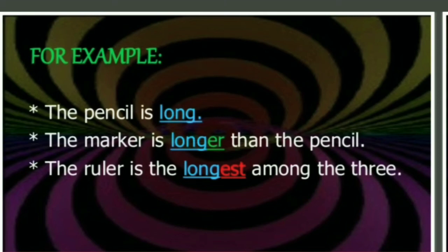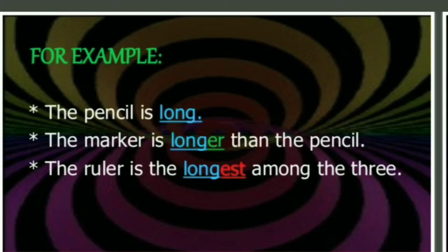For example, this so and so child is the smartest child in the whole class. So I'm comparing that one child to the whole class. But if I compare Ravi and Raju, then I'll not say Ravi is smartest than Raju. I'll say Ravi is smarter than Raju. Okay, students, I hope this thing is clear to you.